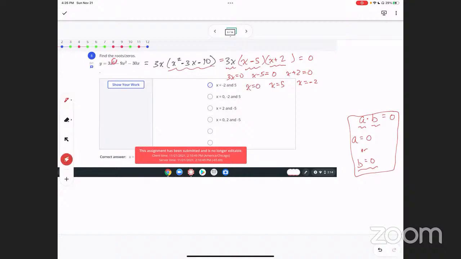Remember I said that the degree tells you the maximum number of answers you're going to have? The maximum number of zeros? That's how you know you did it right, or one of the ways. If you have 3 solutions. Yeah. You don't have to have 3, but you can't have more than 3.